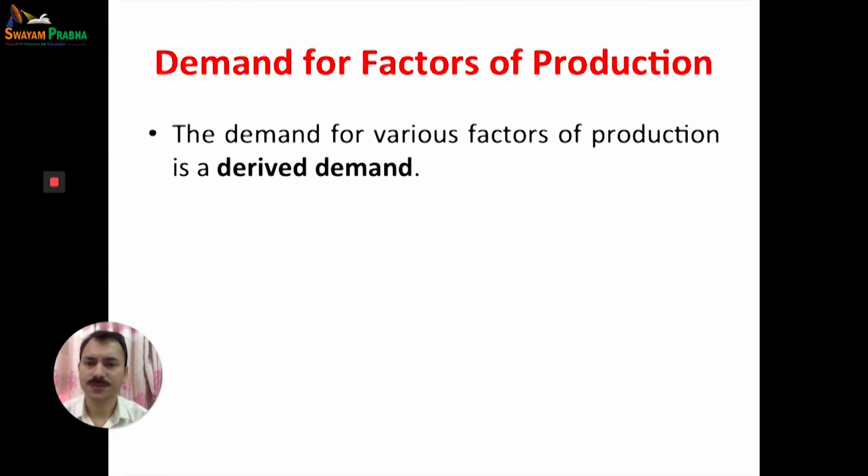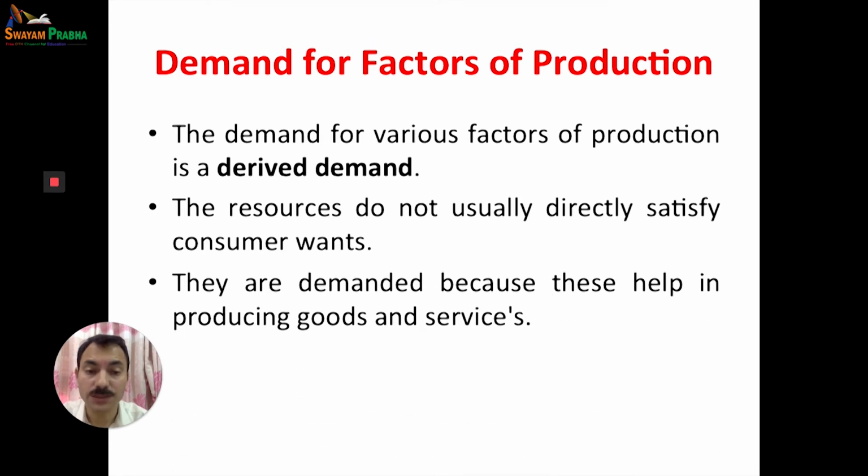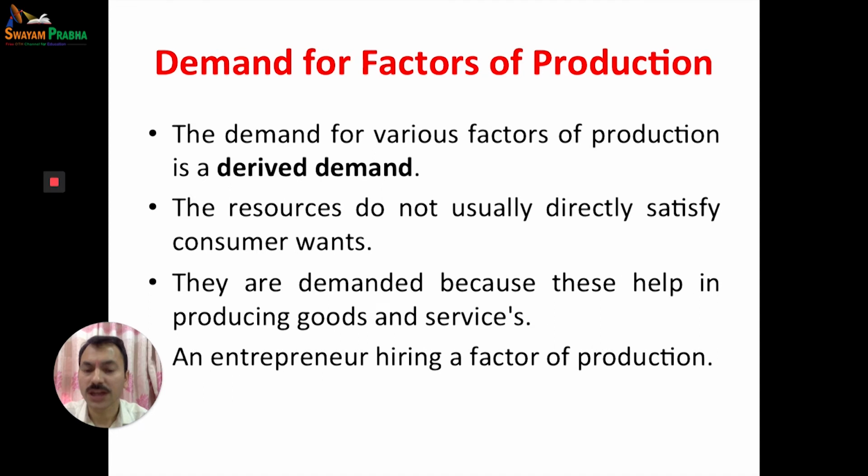Demand for factors of production, as we have already studied in the previous slide, is derived demand, not direct demand. The resources do not usually directly satisfy consumer wants. We do not consume the resources, that is the factors of production, directly, whereas in the case of a commodity we consume it directly and it satisfies our wants directly. The demand for factors is indirect. Why do we demand the factors of production? Because they help in producing goods and services in the economy of a country. The role of the entrepreneur is hiring the factors of production, say labor and capital, most importantly, and maybe land also.